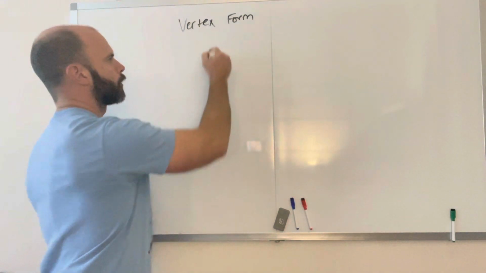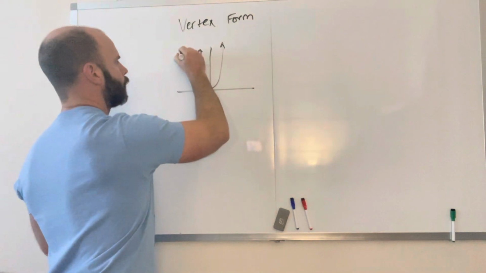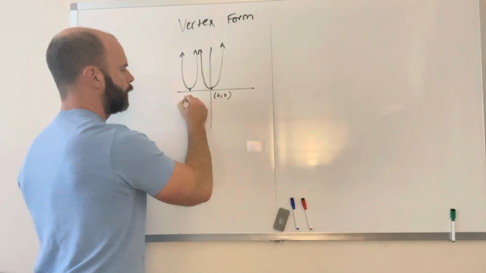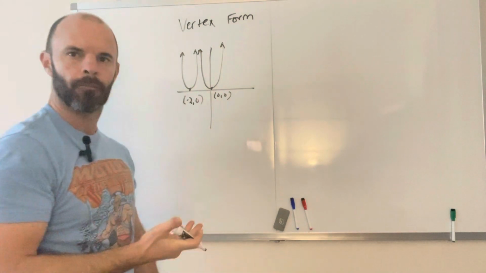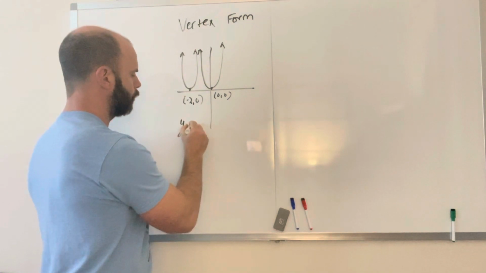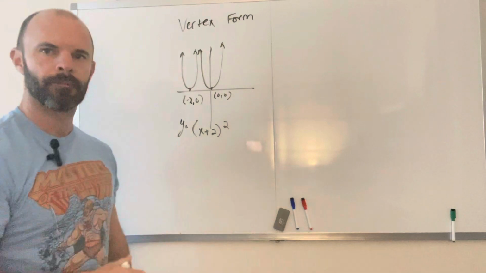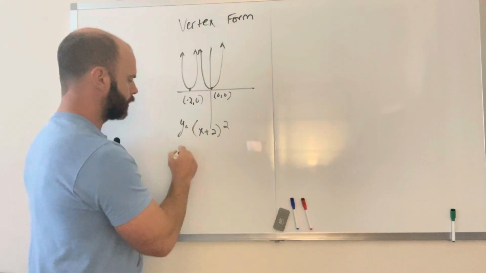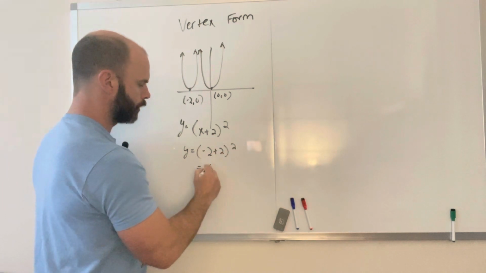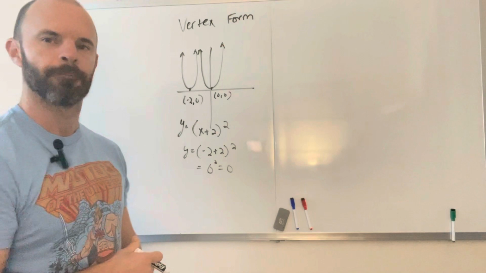What if I want to move it to the left? So here's my parent function, and I want to move it to the left. Well, I know this is still (0, 0), and this is (negative 2, 0). So now I'm going to say, what if y equals (x plus 2) squared? Does that work? Yes, it does. y equals (negative 2 plus 2) squared equals 0 squared, which is 0. Great. That's exactly what I wanted to do.